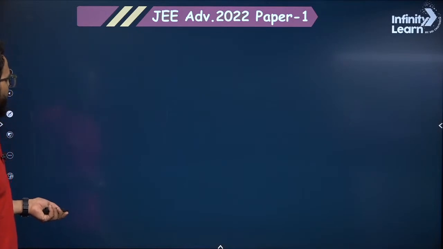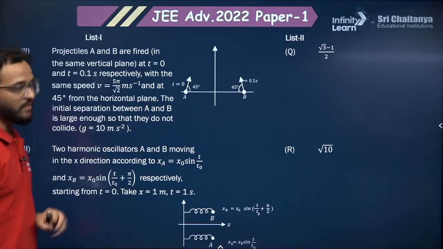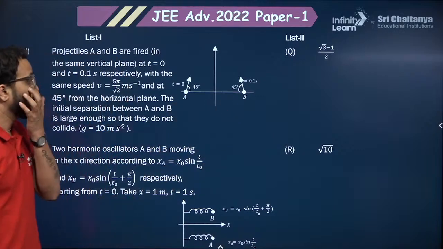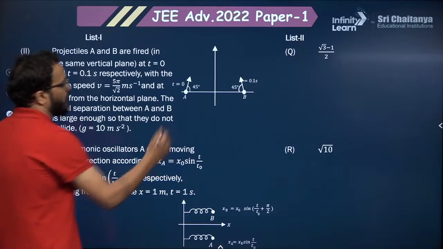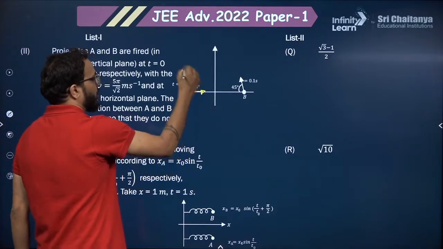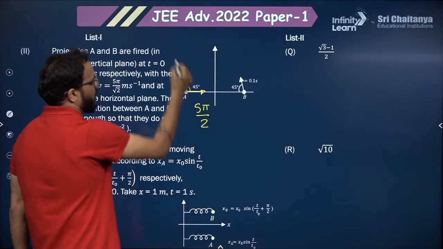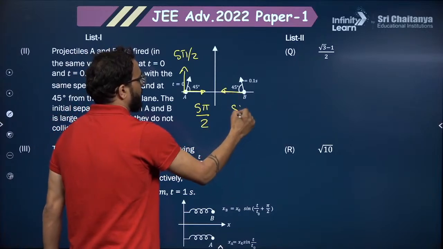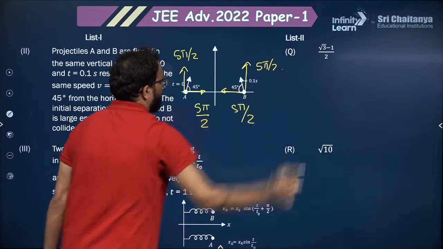Let's go for the second question. Now the second question is very interesting. They have said here that there are two projectiles, two particles which are thrown at 45 degrees, and the speeds are 5 pi by root 2. So obviously they will have two components. 5 pi by root 2, at 45 degrees, will be 5 pi by 2 here, and 5 pi by 2 here. Same goes here also, 5 pi by 2 here and 5 pi by 2 here, right.